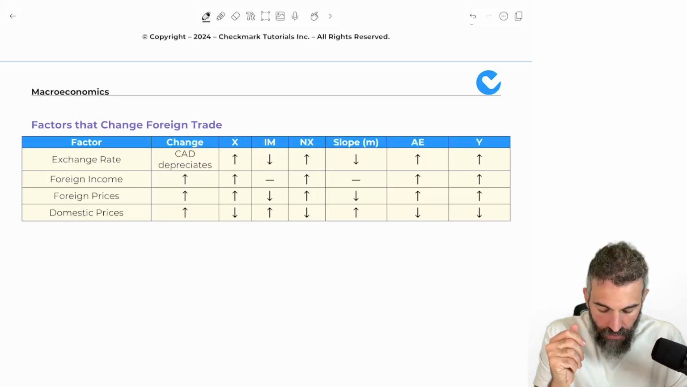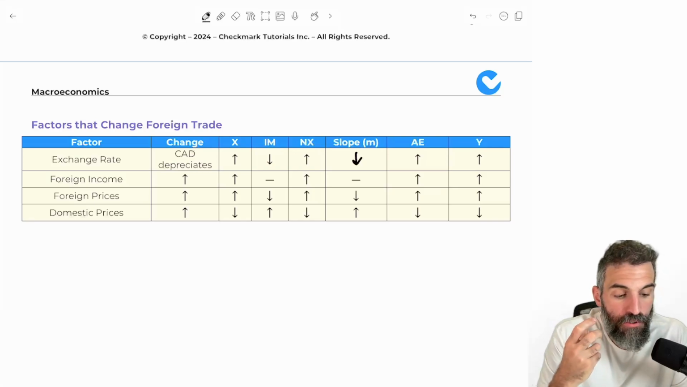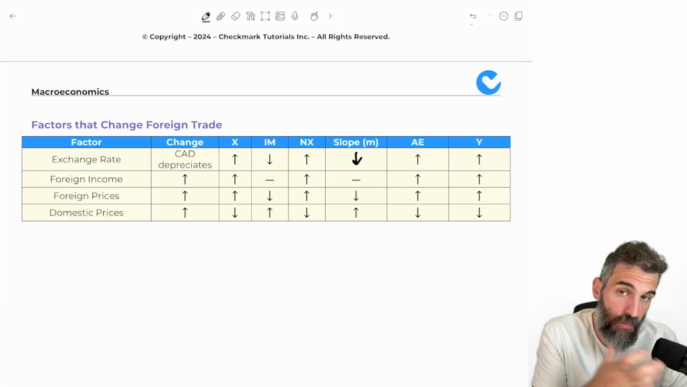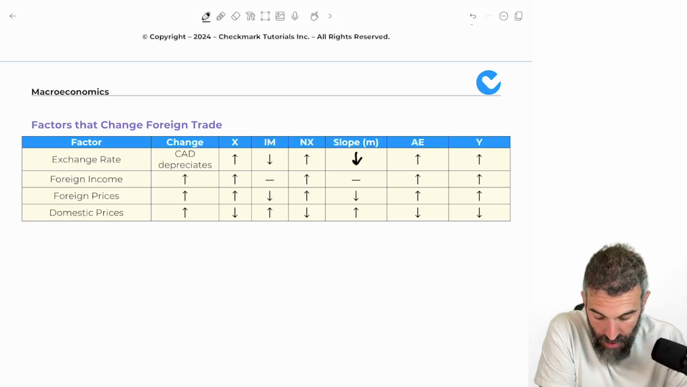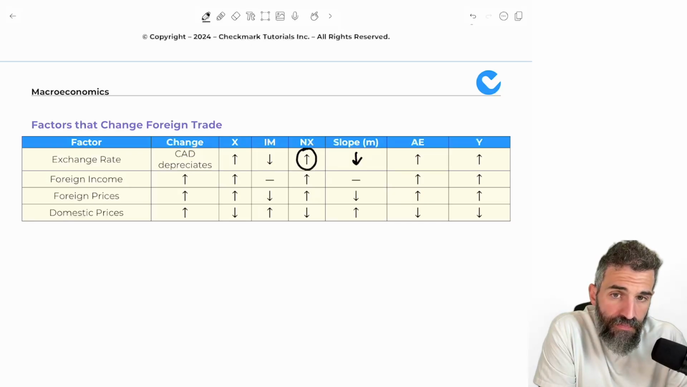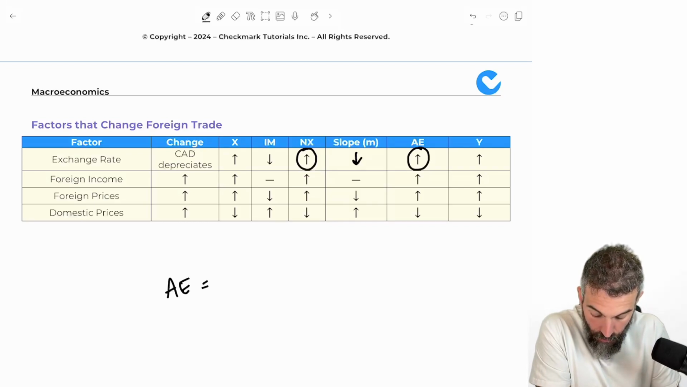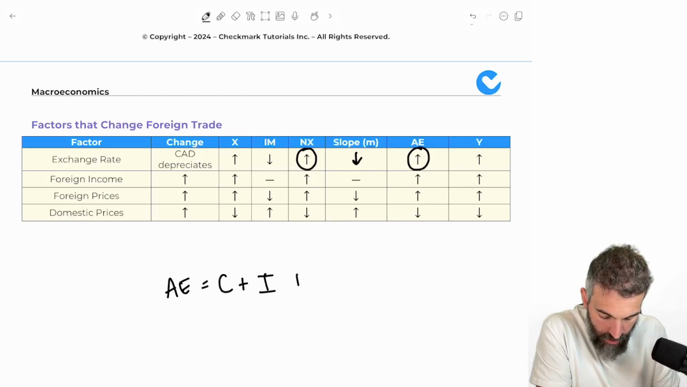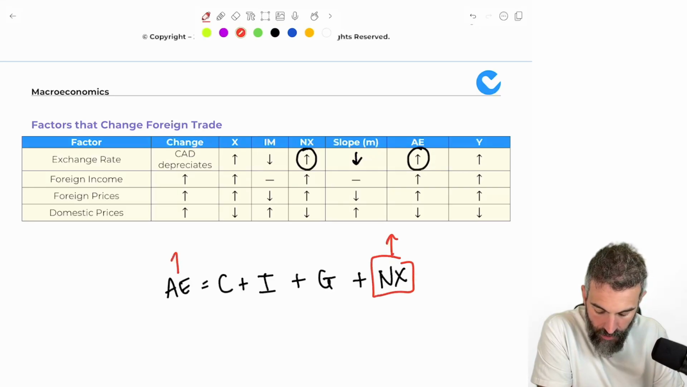The other effects would be that because we're importing less, our marginal propensity to import is lower. We are less likely to import. The percentage of every dollar of our income that we spend importing will go down. Now, overall, this is positive because if our net exports are rising, our aggregate expenditure, remember what aggregate expenditure is? If we put it all back together, C plus I plus G plus NX, your net exports. So now we're focusing on this. So you see if this goes up, this goes up. And then your national income will rise as well.